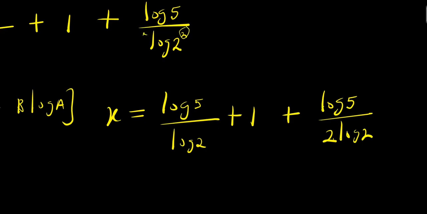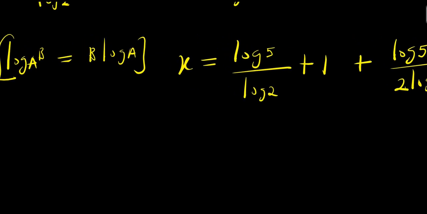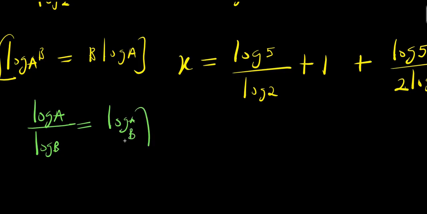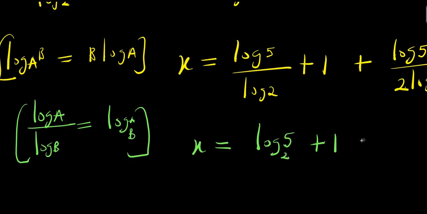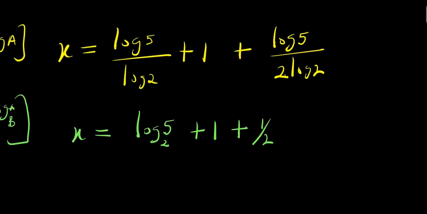So what do we do? Consider this identity. Log a divided by log b equals log a to the base of b. So from here we have x equals log 5 to the base of 2 plus 1 plus 1 over 2 of log 5 to the base of 2.